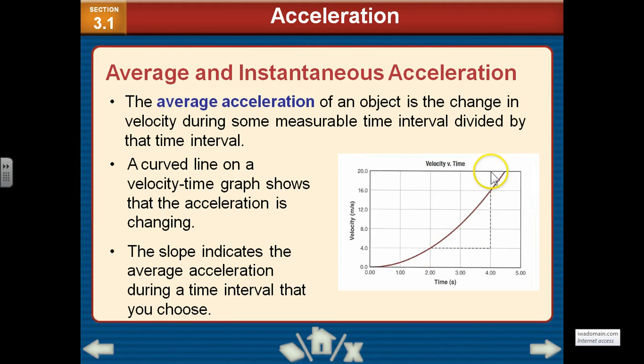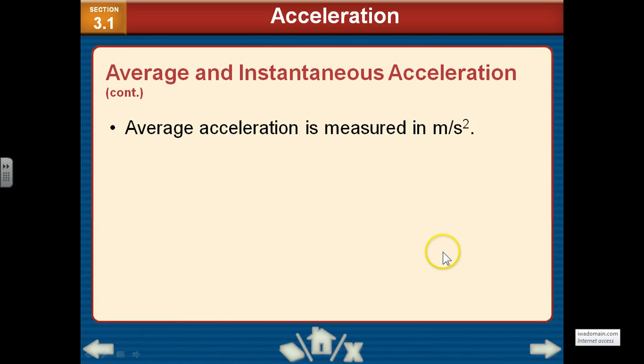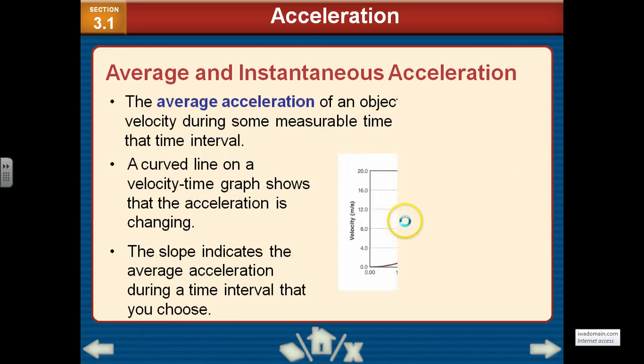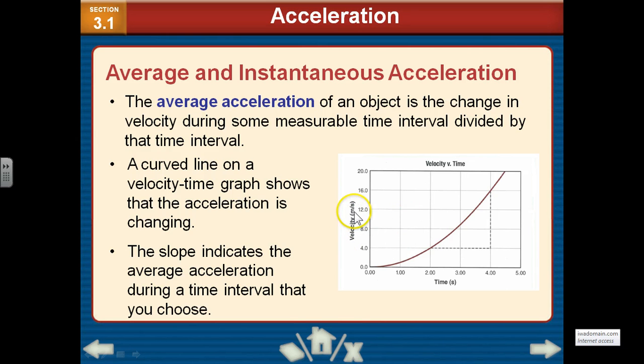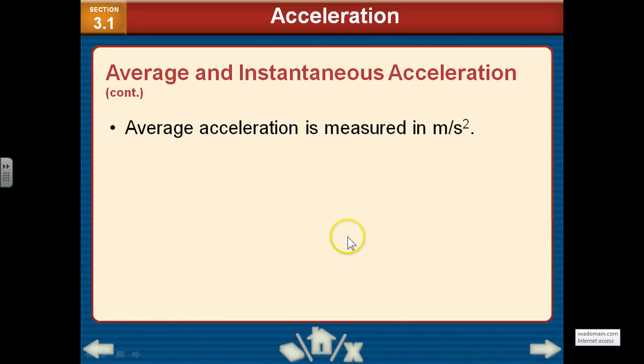The slope, which again you could figure out, or if we draw a line that's tangent to the curve, we could figure out what the slope of that tangent would be for any particular interval we're looking at. The average acceleration then is measured, going back to the graph, as rise over run, meters per second over seconds. So we could say that's meters per second squared. They both mean the same thing.